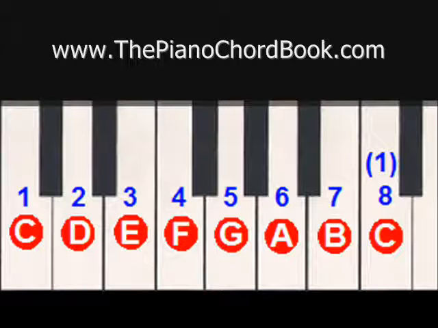So for example, if we have the C scale and C is 1, D is 2, and we would also call the distance between C and D a second. And then likewise from C to E, from 1 to 3 would be called a third. C to F, 1 to 4 would be called a fourth. C to G, 1 to 5 is called a fifth. C to A, 1 to 6 is called a sixth. And C to B, 1 to 7 is called a seventh. And the interval from C to higher C, 1 to 8, is called an octave. So this gives us an idea of where the numbered names come from, second, third, and so on. They're the distance from the starting note to the given note in a scale.